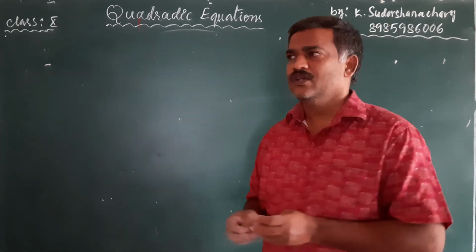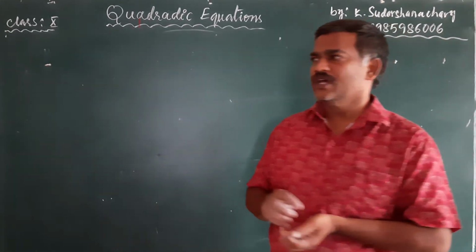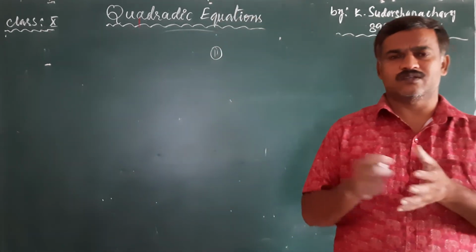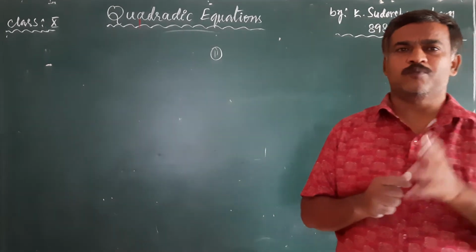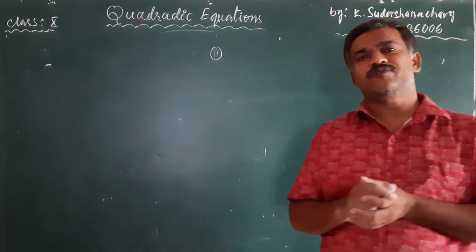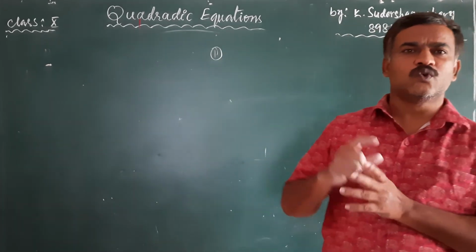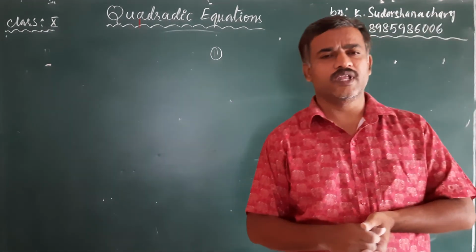Next, the uses of the quadratic equation. When you fire a rocket upwards, to identify the path of how the rocket is going, we use the quadratic equation in that situation.